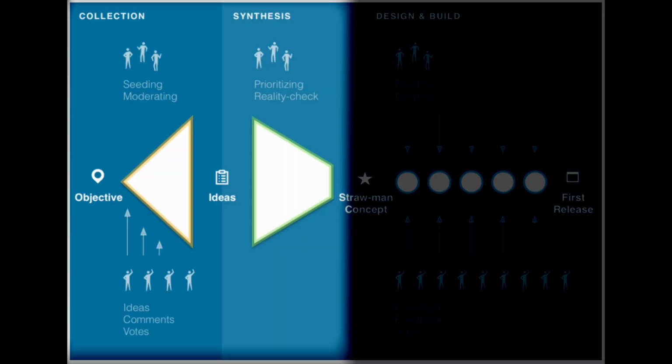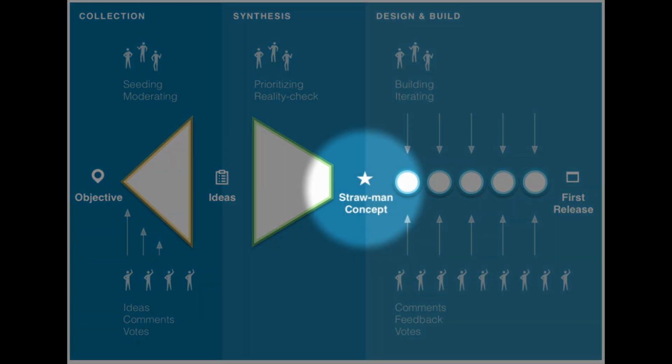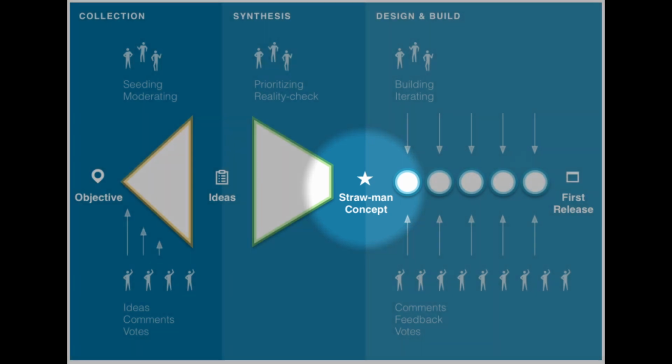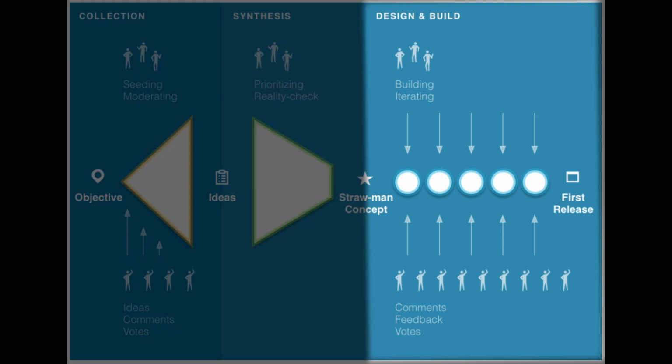Through the collection and synthesis of ideas, comments, and votes from those target audiences, which are then used to generate ideas. So the straw man is the initial result, a kind of prototype of everything that's been collected and all of the commentary and voting that's been done through the co-design process. The straw man concept then allows for additional comments, feedback, and votes through a process of building and iterating. The outcome is the first release of whatever is being built.